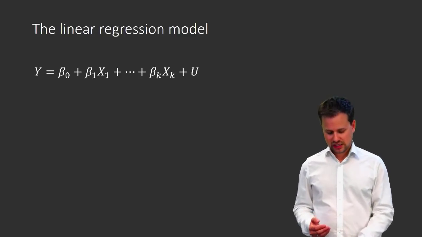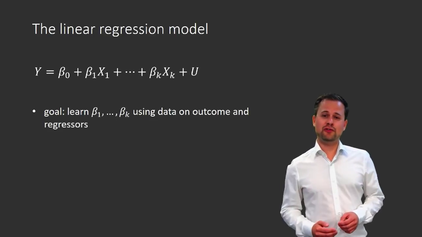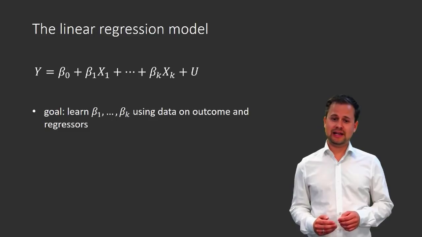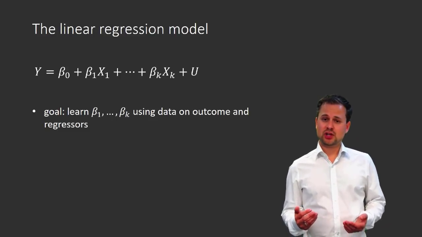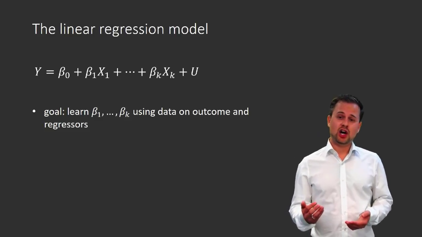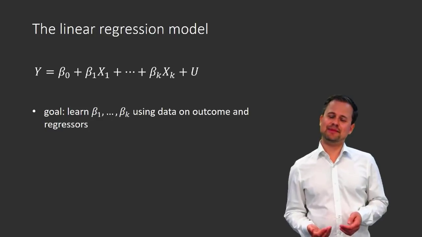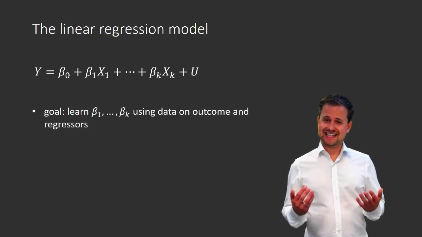Our ultimate goal is to learn those beta coefficients, in particular the slope coefficients beta 1 through beta k. Once we know these betas, we can compute the causal effect of changing the value of a regressor. For example, the causal effect of increasing your study time. We will learn about these betas using data.